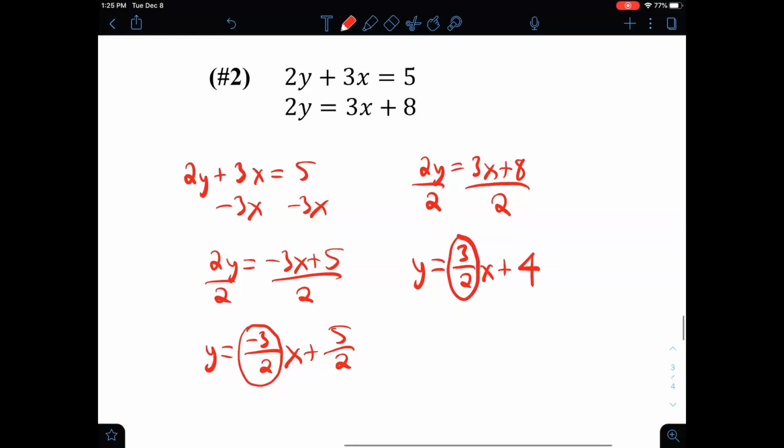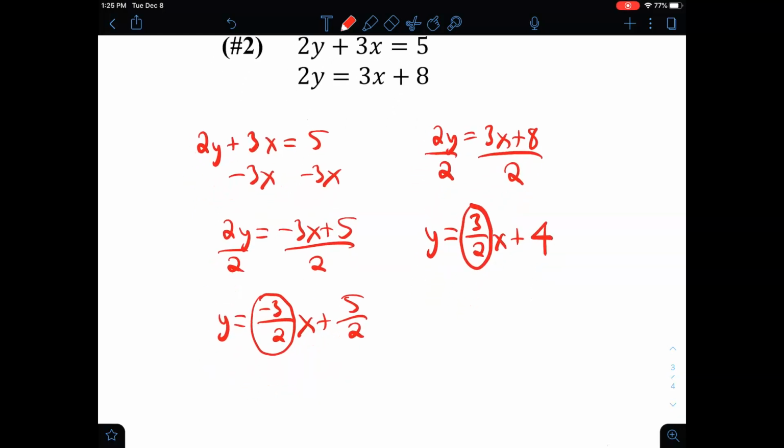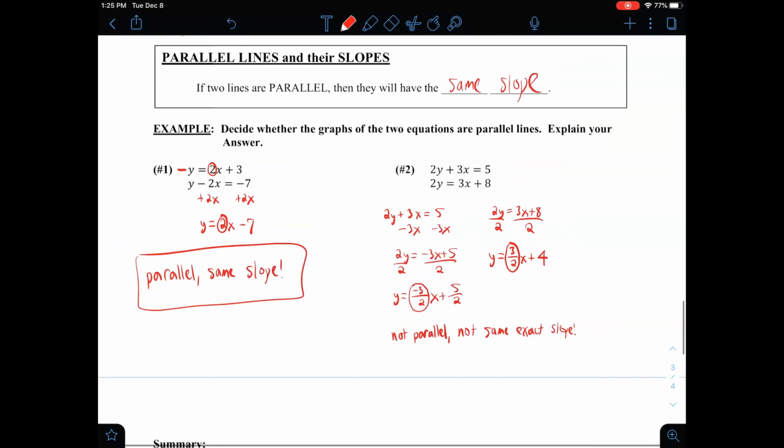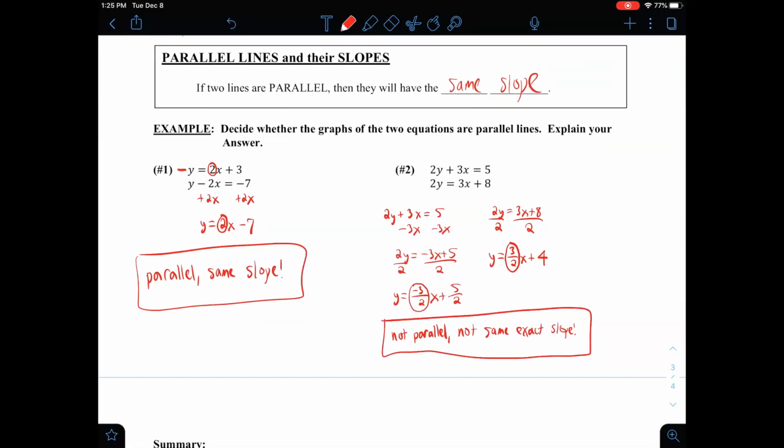Are these the same slope? At first glance, yes, but what's the difference between these two? One is a negative. So this is not parallel, even though they look similar. They do not have the same exact slope, and that's our final answer. It's easy as that. For them to be parallel, you just have to compare the slopes and write the equations in slope-intercept form. And that's all you've got to do.